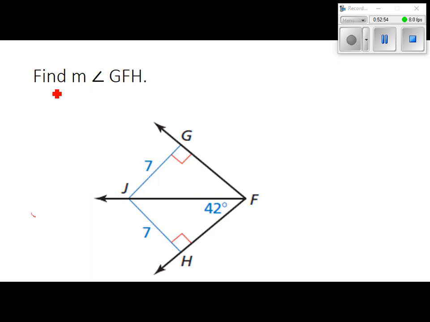Find the measure of angle GFH. GFH, that's this angle right here. That's the whole thing there. We look right here, what's true about these two distances? They're congruent. If those two distances are the same, so J is the same distance from that side of the angle as it is from that side of the angle, guess what's happening to the angle? It's being bisected, right? So if that's 42, what's this angle? 42. Now they wanted the whole angle, so what do we got to do? Add them together, so the answer there would be 84 degrees.